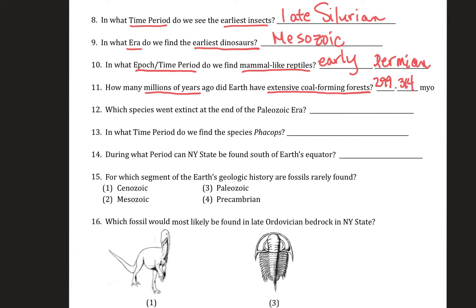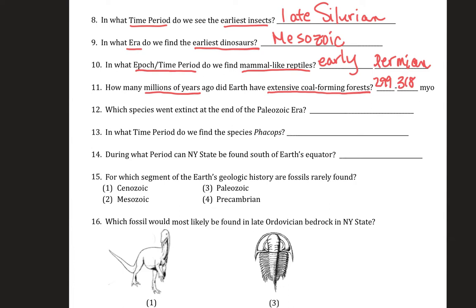Just gonna double check my key. Nope, I was wrong. 318. You knew that. Good job if you caught my mistake. So 318. I'm even gonna erase and just fix that because that's gonna bother me. 318. Okay, so let's go on to the next one.